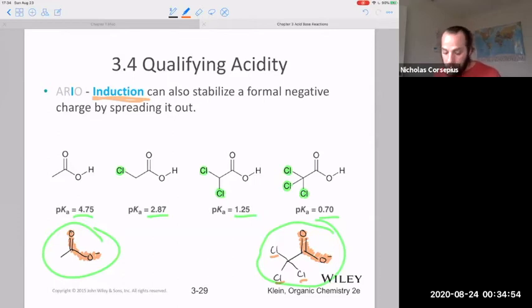So that is what we mean by induction, an electronegative element's ability to help stabilize negative charge by helping to spread out that electron density. So the presence of these strong electronegative groups will also increase the acidity of a molecule.